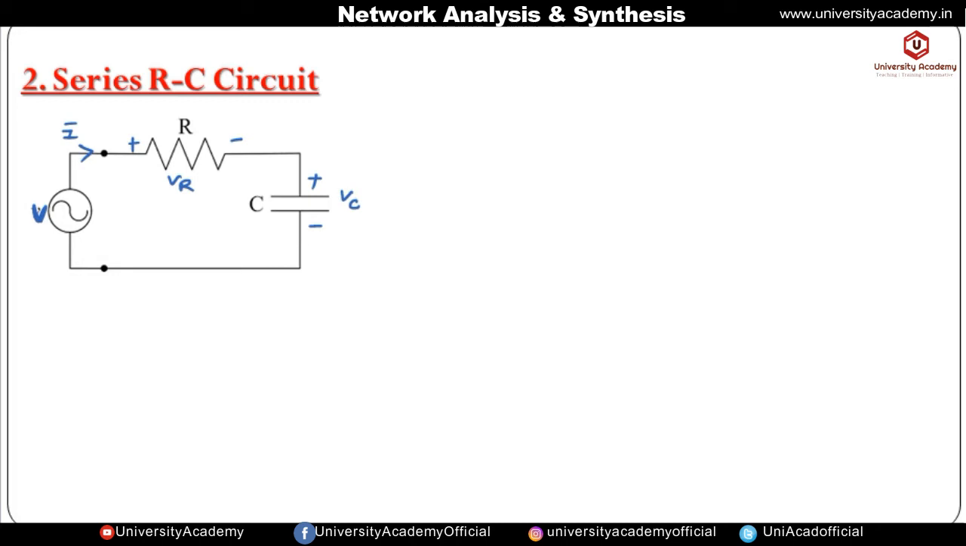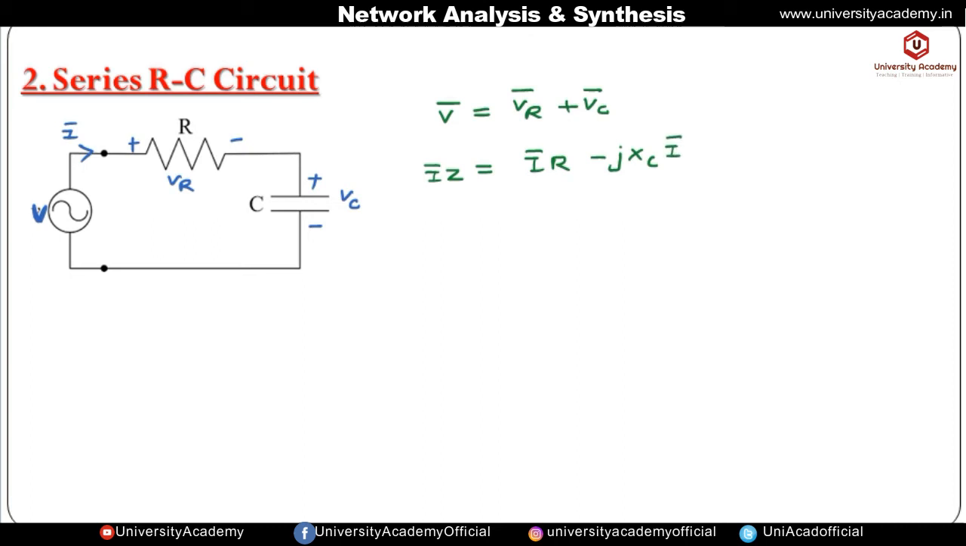Here R and C are two different elements, so the total voltage will be the phasor sum of the voltage drop across the resistance plus the voltage drop across the capacitance. This total voltage can be written as I phasor into Z, which is equal to I phasor into R, plus the voltage across the capacitance, which is given by minus j into XC, where XC is the capacitive reactance, into I phasor.